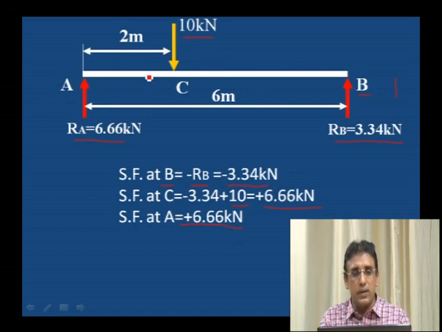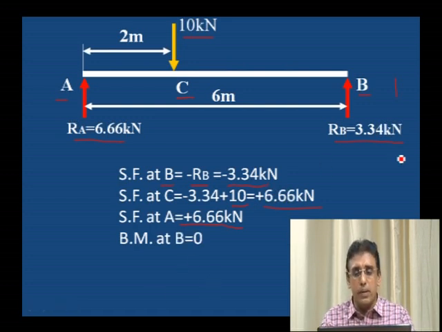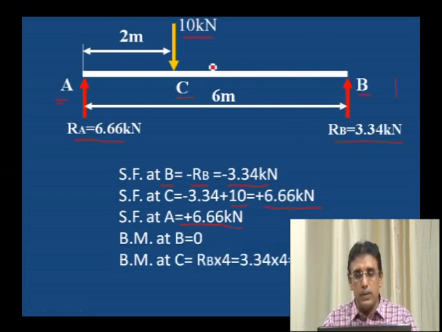Three points, the A point and B point as well as the point load where it is acting, we have calculated the shear force. For calculating bending moment, the bending moment at A is 0 for a simply supported beam. Bending moment at B is equal to 0, because it is freely supported, there is no moment.